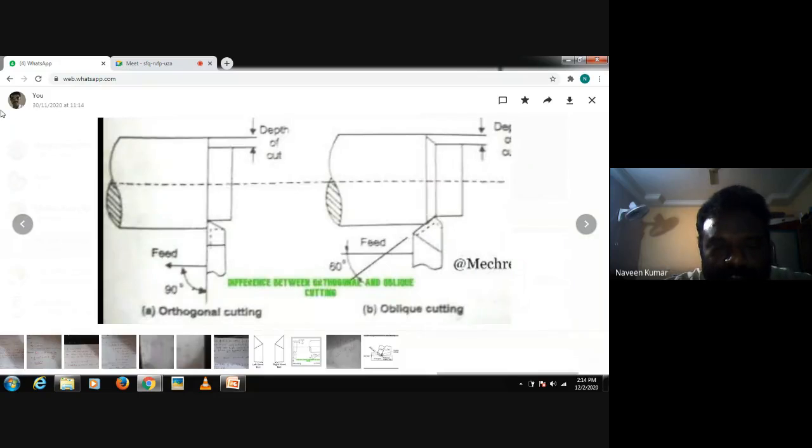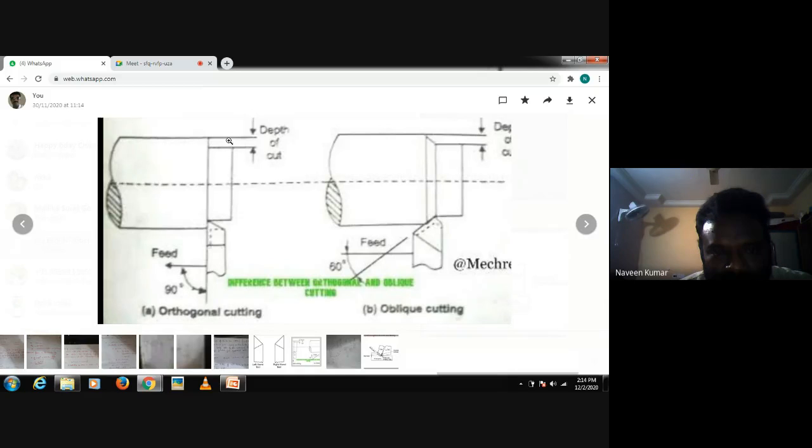So there are two different types of metal cutting operations. One is orthogonal cutting. Second one is oblique cutting. Now, in case of orthogonal cutting, ortho means what? Perpendicular, 90 degrees. So the cutting edge of the tool in orthogonal cutting makes 90 degrees with the direction of tool feed. This is the direction of tool feed. So this cutting edge makes 90 degrees with the direction of tool feed.